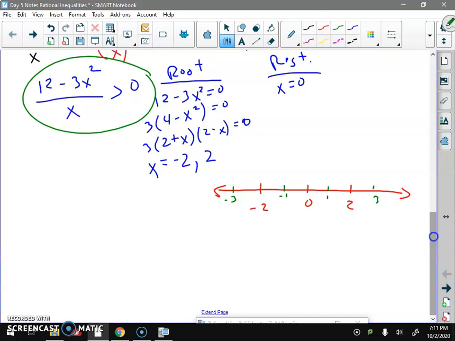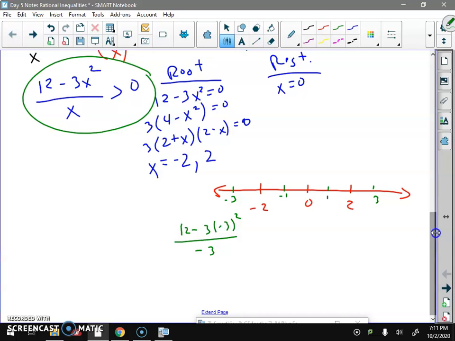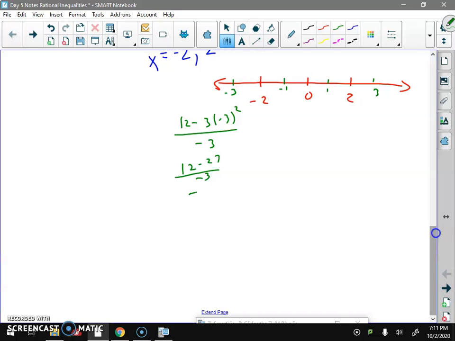If I plug -3 into that one right there, 12 minus 3 times -3 squared, all over -3. Let's see what that is. -3 squared is 9. -3 times 9 is -27. 12 minus 27 over -3. That's a negative divided by a negative. What would that be? -15 divided by -3. It's -5. I really just care about the negative.